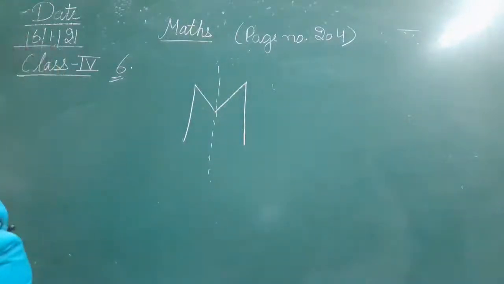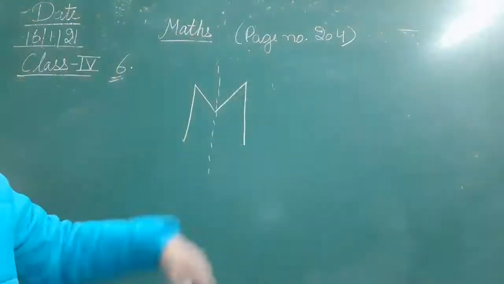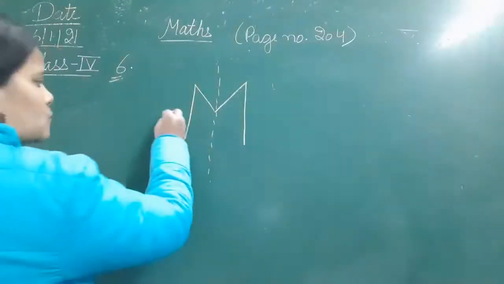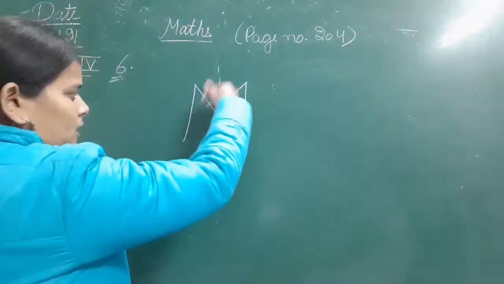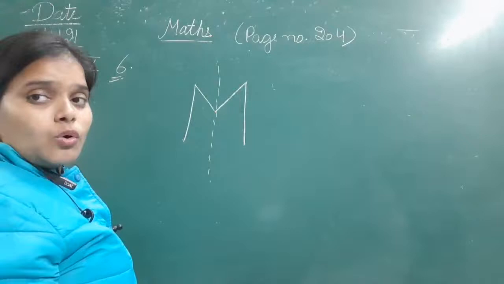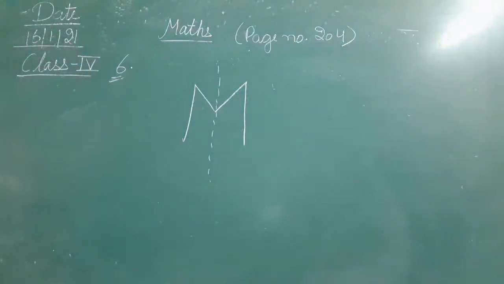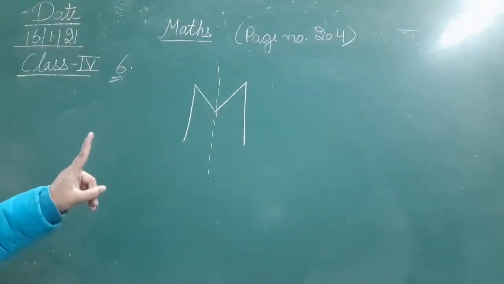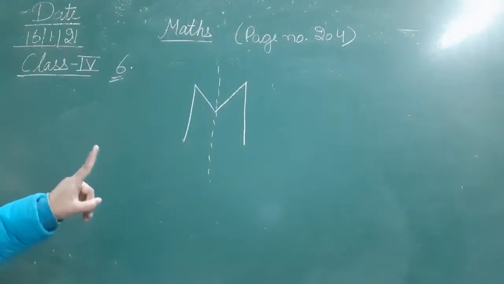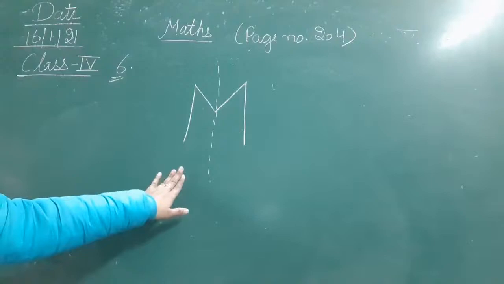Okay, so this is the one line of symmetry. So if we cut it from here, will both parts look the same? Yes. But if we cut it from here, like this, will this portion and this portion look the same? No. So from any other side, can you draw any other line of symmetry? No. So that means we can draw only one line of symmetry on this letter M.